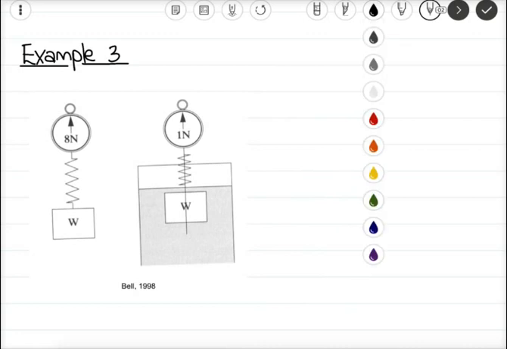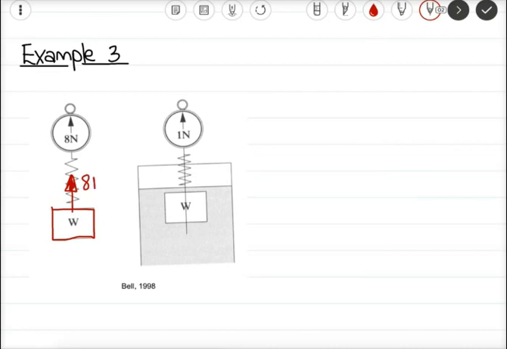So what I'm going to do is just draw the appropriate forces on each of these bodies, and from that we'll see how to calculate buoyancy force. So I'm going to just draw the free body diagram of the weight itself. We have the force which the gauge reads, which is 8 newtons, and we have the weight of the object. So that's in air. So we can work out static equilibrium, we can work out that the weight of the object is 8 newtons. Now on the right hand side, it's in water.